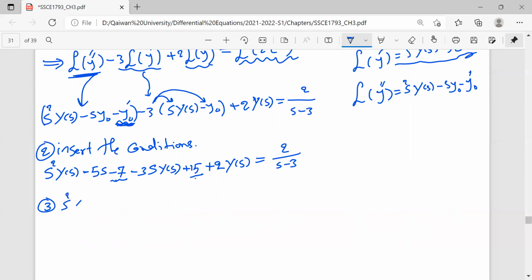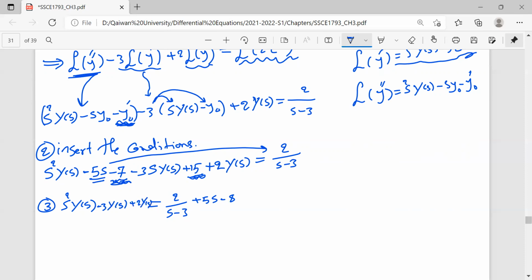So we get s squared y of s minus 5s. We move it to the right hand side, becomes plus 5s. There's 2 over s minus 3. And here we have minus 7 and 15 is 8. When you move to the right hand side, becomes minus 8. And you have no more terms to move to the right. We get minus 3 y of s plus 2 y of s.